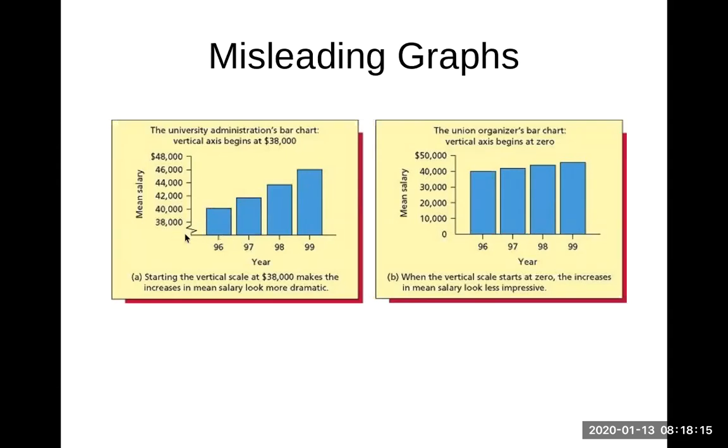So you see this little squiggly line? That's the line that we use to indicate that we have not started at 0. So it's kind of like you zoomed in. And when you zoom in, the little subtle differences that are over here really stand out over here.